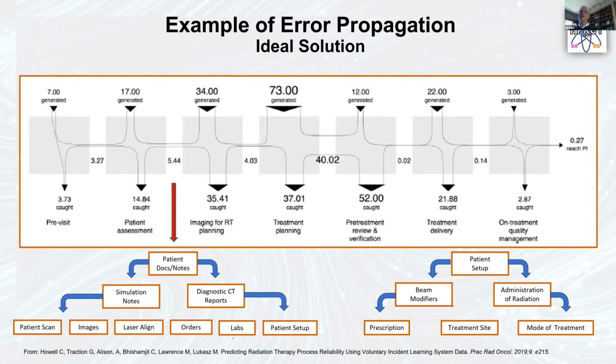And if you look on the far left, it's 3.27. So then it goes to the next category, patient assessment. If you look there, 17 errors were generated, 14.8 got caught, 5.44 got through. So if you move on downstream through all the different steps, the 212 steps, you reach the patient at 0.27. So that's the number of mistakes getting through to your patient, okay, per each patient, right? About 25% if you break it out per patient.